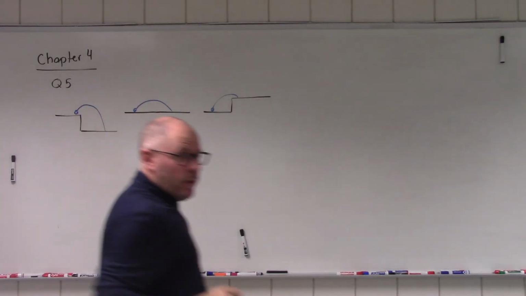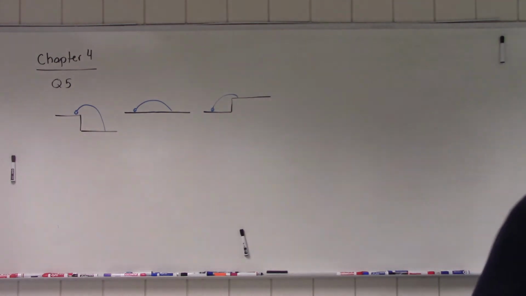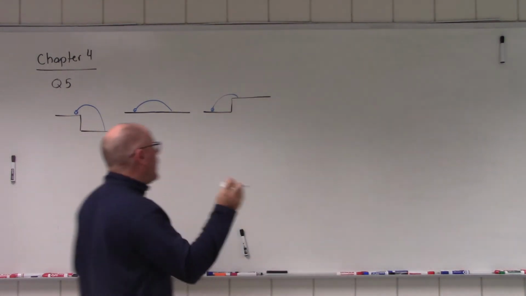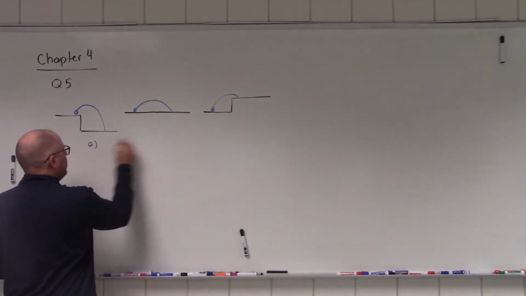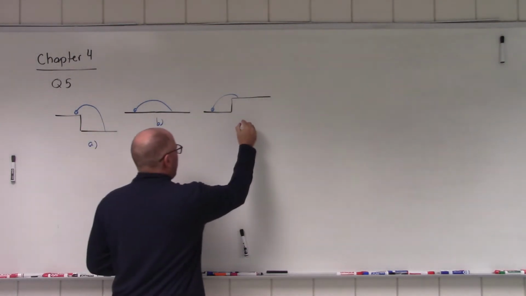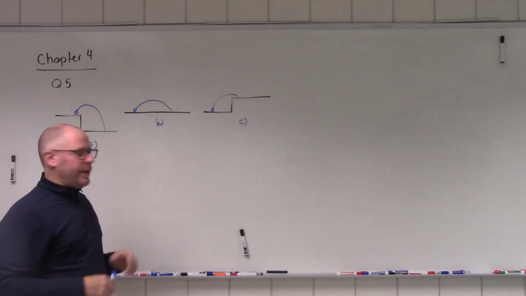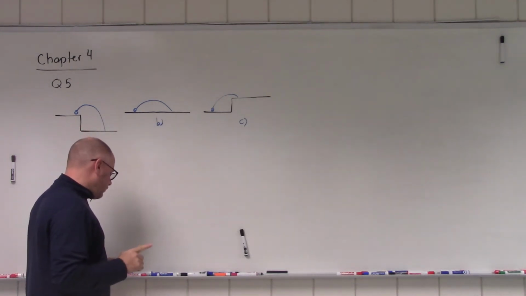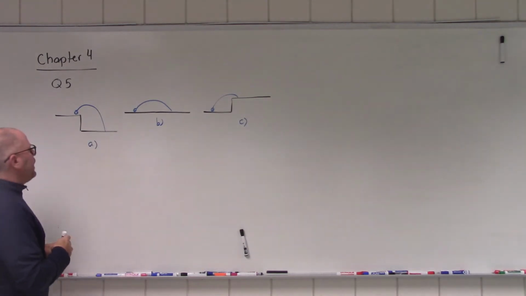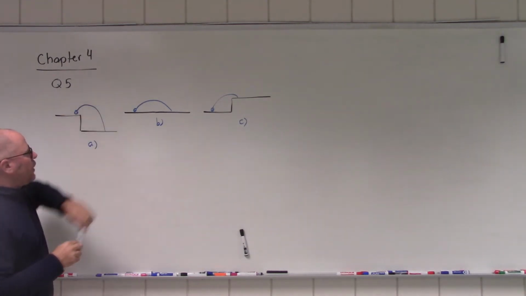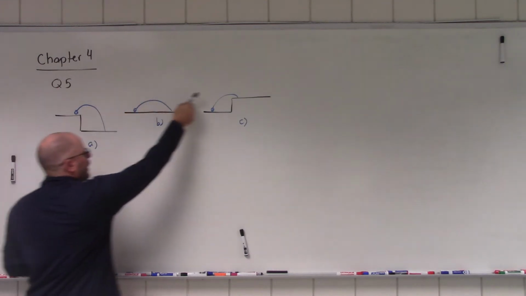All right, welcome to Chapter 4, problems from the textbook. This is question 5. These are scenarios A, B, and C. And it wants to rank the final velocity of the object. What I like about this one is that in each of these cases, you can see the launch angle is the same. So launch angle, launch angle, launch angle.